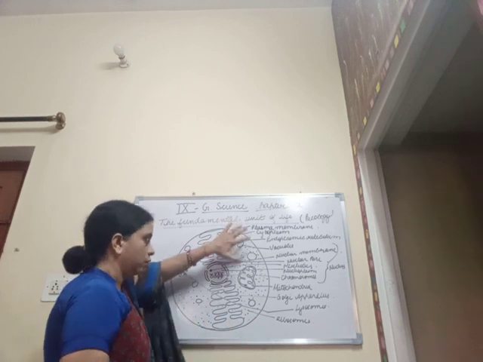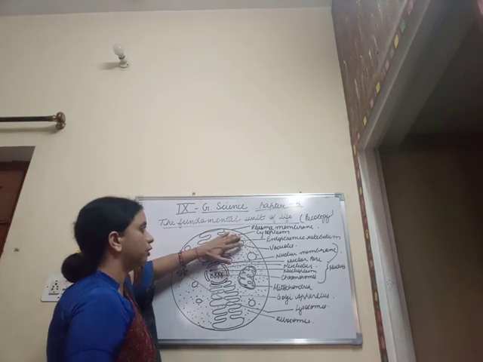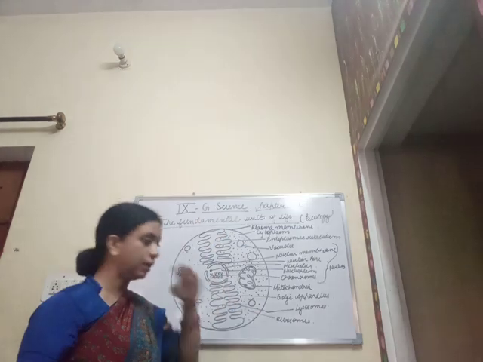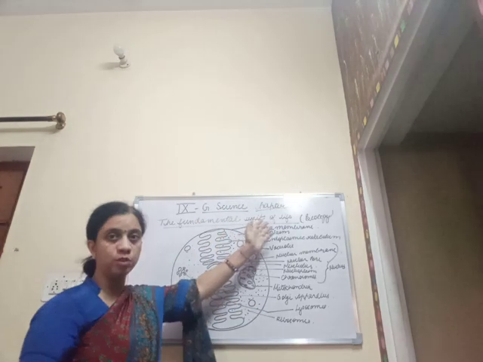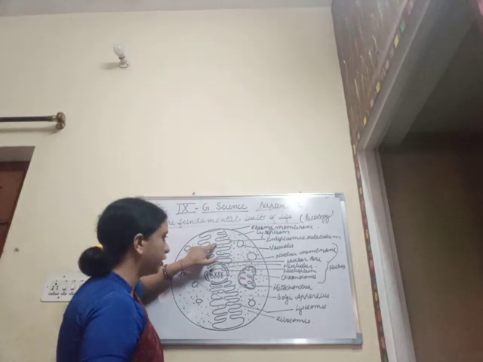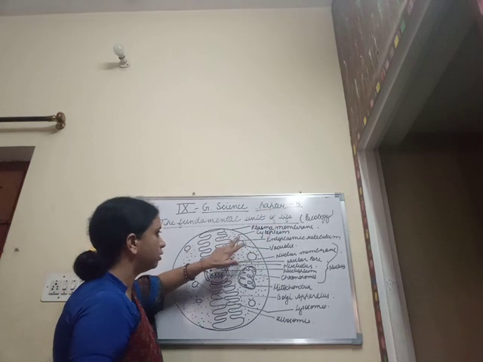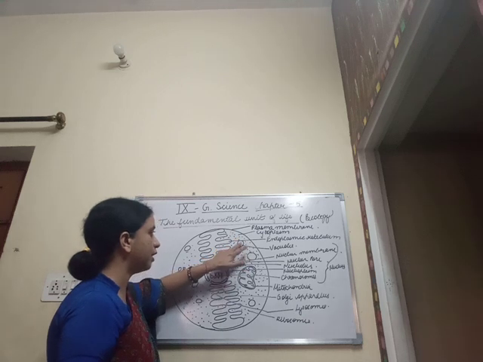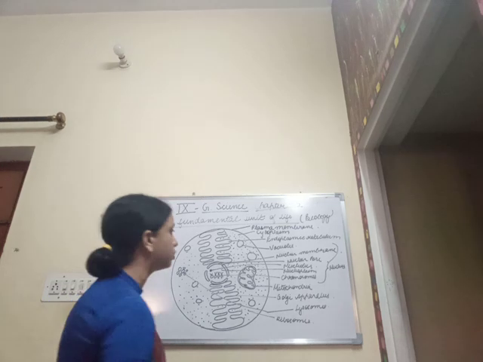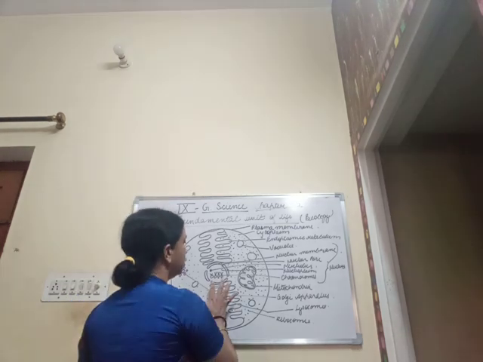Then the fluid content that is enclosed within the plasma membrane, as I said, is the cytoplasm or the protoplasm. Then this is the endoplasmic reticulum. Then these are the rounded sac-like structures which are known as the vacuoles, which are again single membrane bounded structures. Then this is the nucleus.